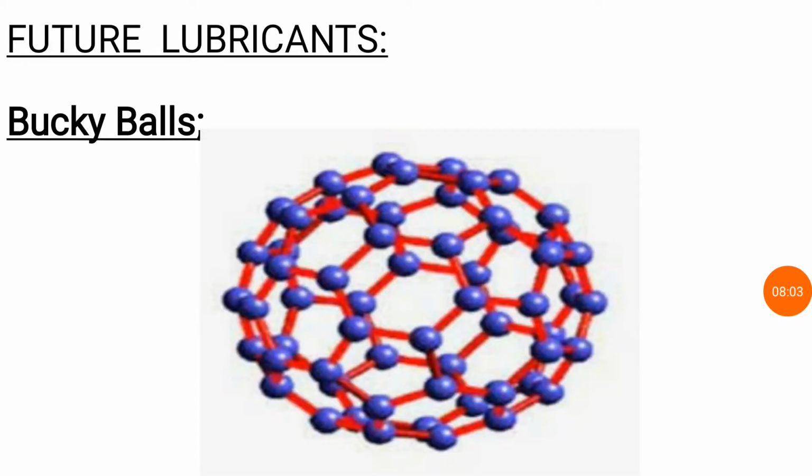Now the future of lubricants. Research into lubricants continues to try to find ways to reduce the coefficient of kinetic friction μk to a value as close to zero as possible. Modern lubricants include buckyballs, molecules consisting of 60 carbon atoms arranged in the shape of a soccer ball, which were discovered in 1985. These molecules act like microscopic ball bearings.